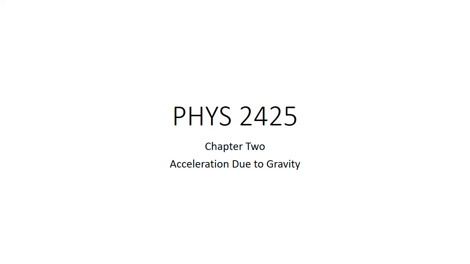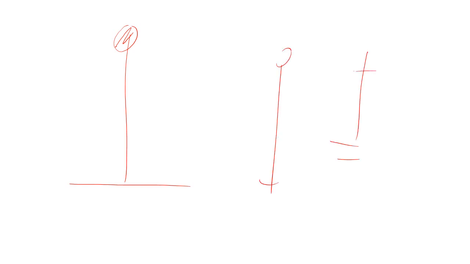So let's do some examples of uniform acceleration. One of the things that we discover is if you drop an object and it falls, it doesn't really matter. It always falls with the same acceleration.